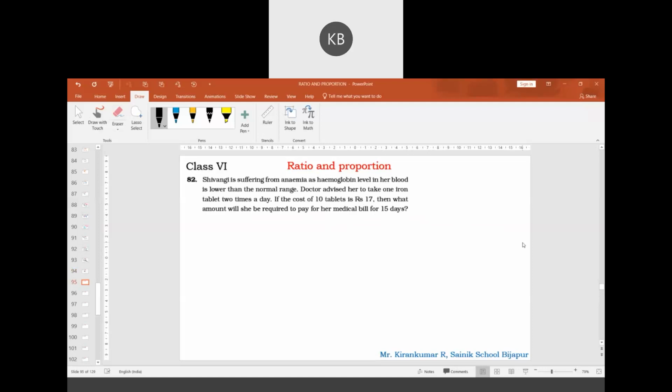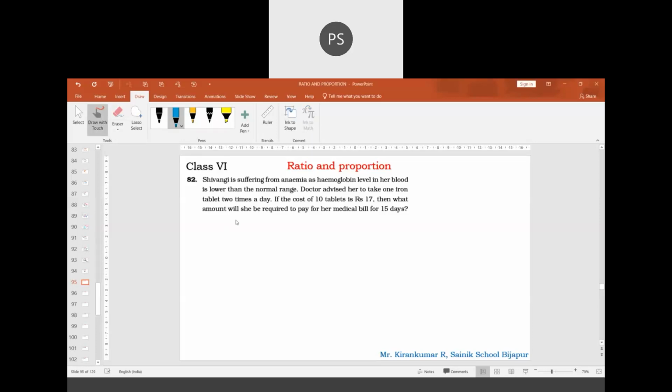Question number 82. Shivangi is suffering from anemia as the hemoglobin level in her blood is lower than the normal range. The doctor advised her to take 1 iron tablet 2 times a day. If the cost of 10 tablets is rupees 17, what will be the medical bill for 15 days? It's again very simple. She is consuming 2 tablets a day, so 2 times 15 tablets in 15 days. So we get it as 51 rupees.